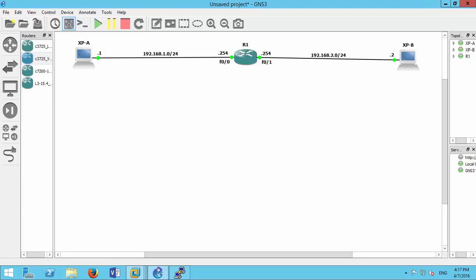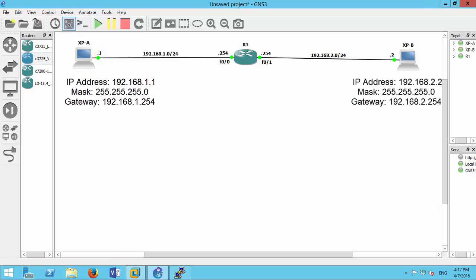Here we have one router and two computers in different networks. XPA computer has IP address 192.168.1.1 and is configured with 192.168.1.254 as its default gateway. And XPP computer has IP address 192.168.2.2 and is configured with 192.168.2.254 as its default gateway.